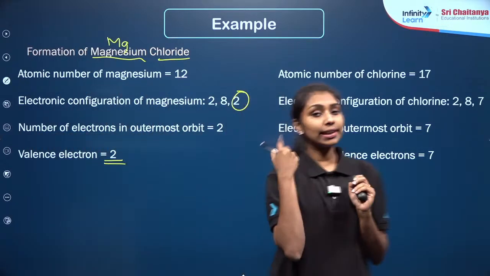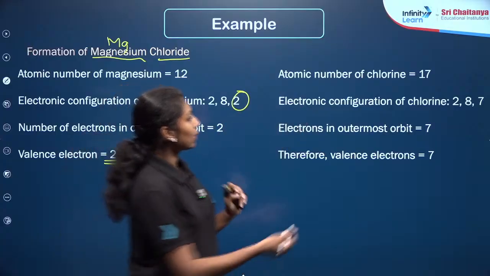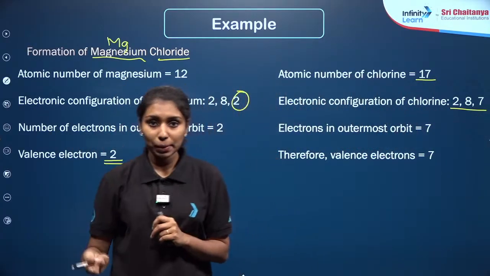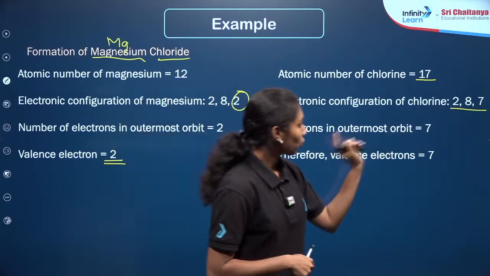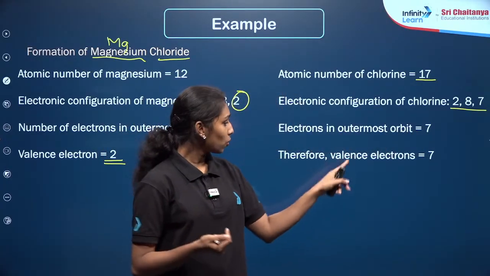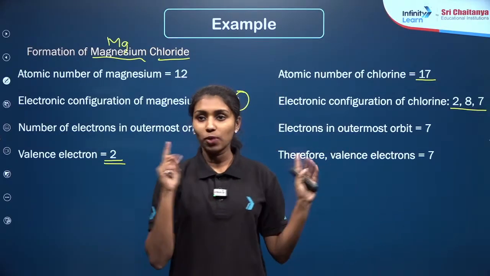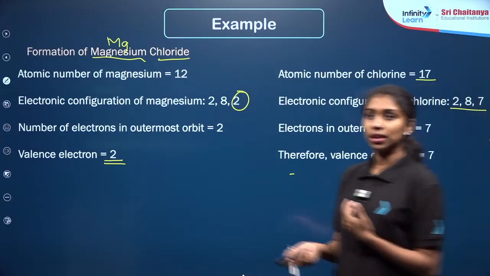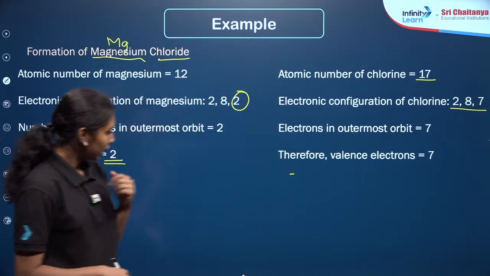Similarly, if you take the non-metal chlorine, the atomic number is 17. The electronic configuration is 2,8,7. In order to attain stability, or to get the octet, it needs to accept 1 electron, right? The valence electrons in the case of chlorine are 7, so it needs to accept 1 electron here. Clear? You must have an idea about the electronic configuration.